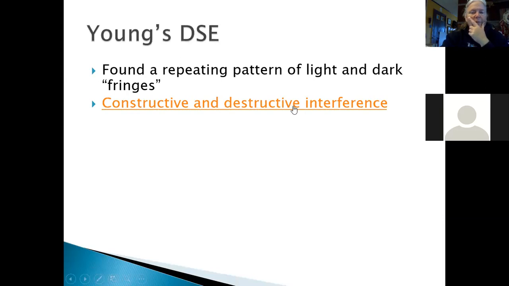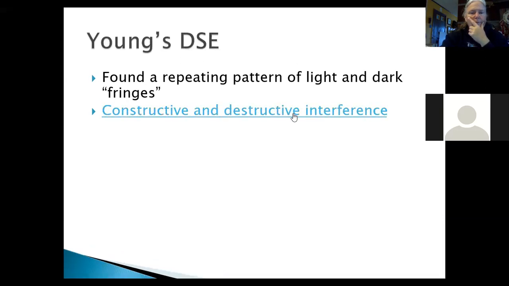Let me see if this will pull up here. Okay, can y'all see that okay? I'm assuming you can. All right, so what I've got in this case is I've got sunlight, okay? The red indicates a peak, the yellow indicates a valley.